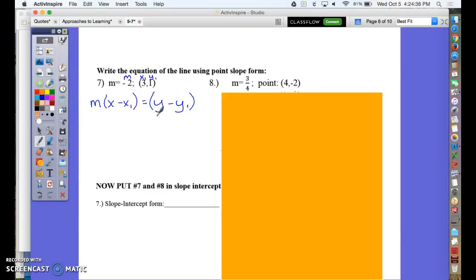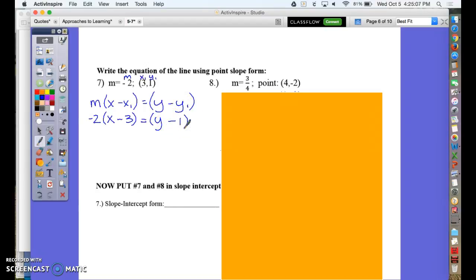All you would do is substitute, guys. So we're going to replace m. What is m? Negative 2. x is staying. That is your variable. You need to have an x in your equation. But x sub 1 is what you labeled right here. It is your first point's x value. So we're going to put x minus 3. That's going to equal, again, you're going to keep the y, and you're going to substitute in 1 for your y sub 1, so you're going to have y minus 1.